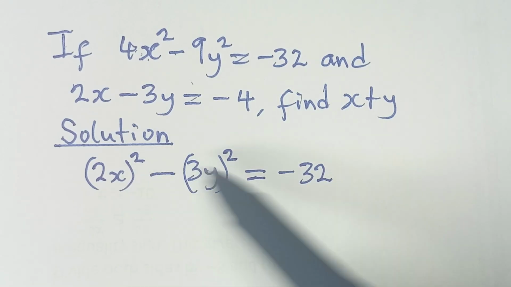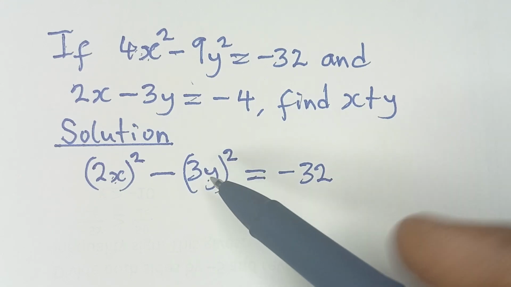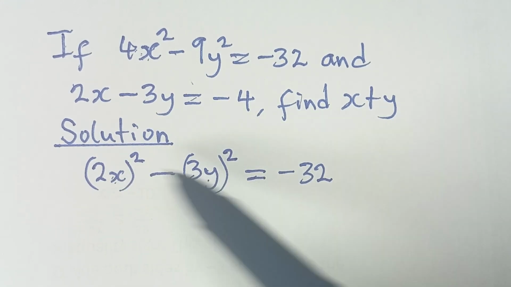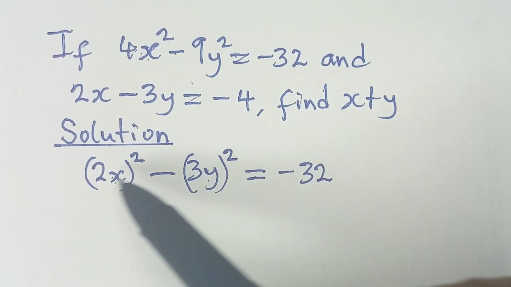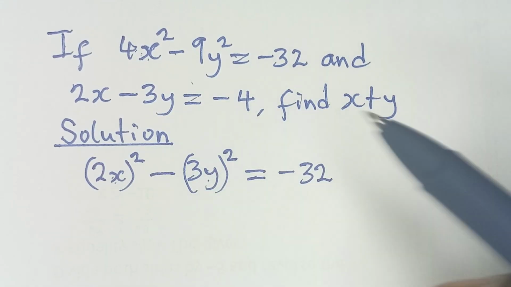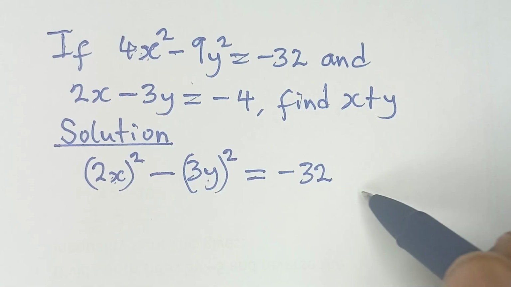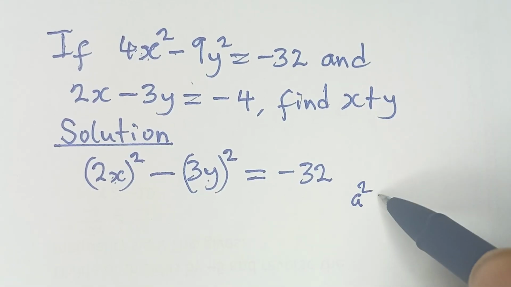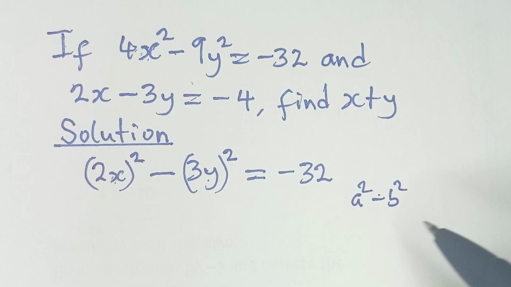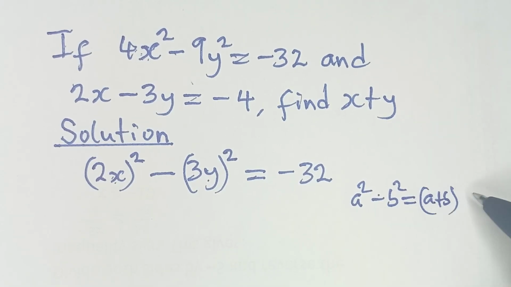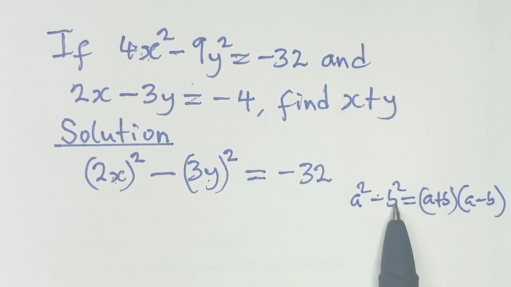Now, if you look at these 2 terms here, this is a difference of 2 squares. So when you have a difference of 2 squares, what you just need to do is to enclose them in brackets by simply adding them and also subtracting them. For example, if you have a squared minus b squared, when you factor this, it's going to give you a plus b and then a minus b. So this is the difference of 2 squares and this is how to factor them.